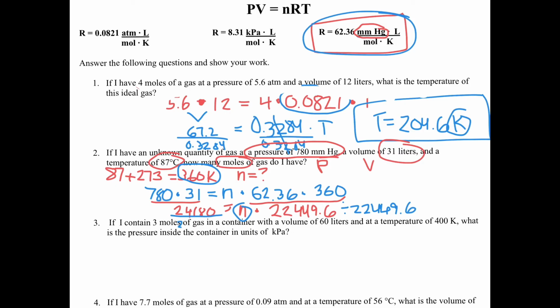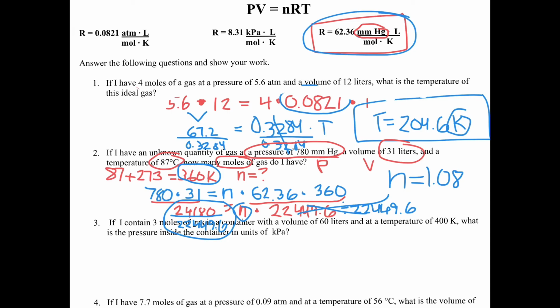So we divide that. Sorry, I'm going to write into the other problem a little bit. 22,449.6. Those are going to cancel out. I'm going to be left with N by itself. And this is my last problem. So it's going to be 24,180 divided by 22,449.6. And the answer we end up getting is 1.08.